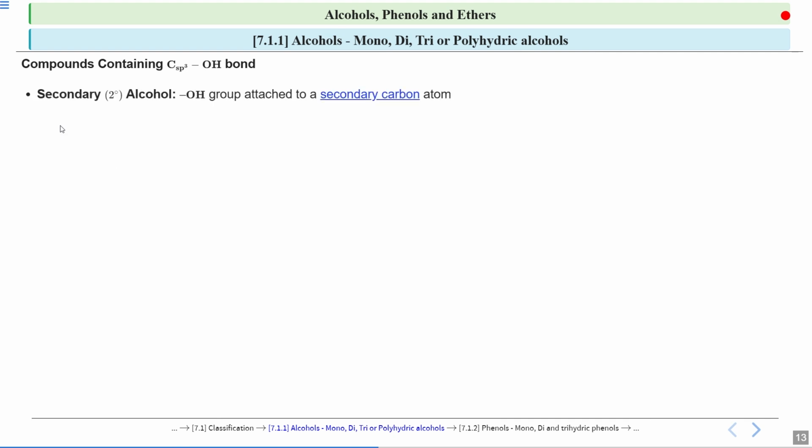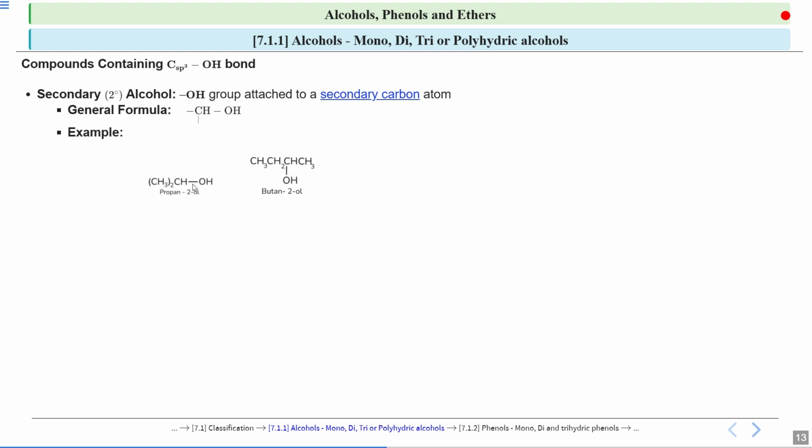Then let's talk about the secondary type of alcohol. Secondary alcohol means the hydroxyl group is attached to a secondary carbon atom, or you can say the hydroxyl group is attached to a carbon atom which is attached to two other carbon atoms. The general formula is R, R' bonded to CH, single bond OH. So the hydroxyl group is attached to this carbon, and this carbon is attached to two other carbons. This is the general formula for a secondary alcohol.